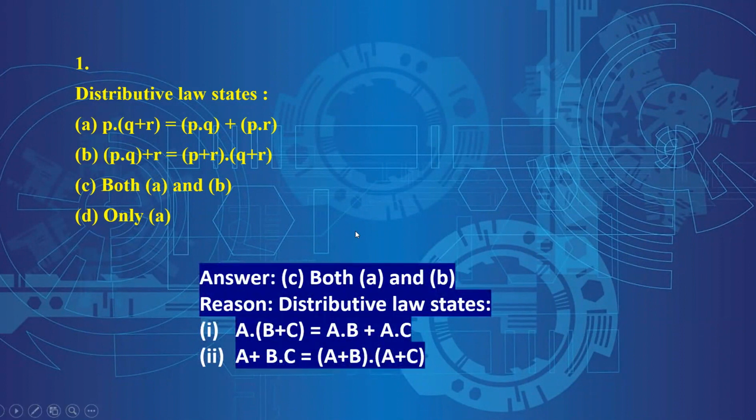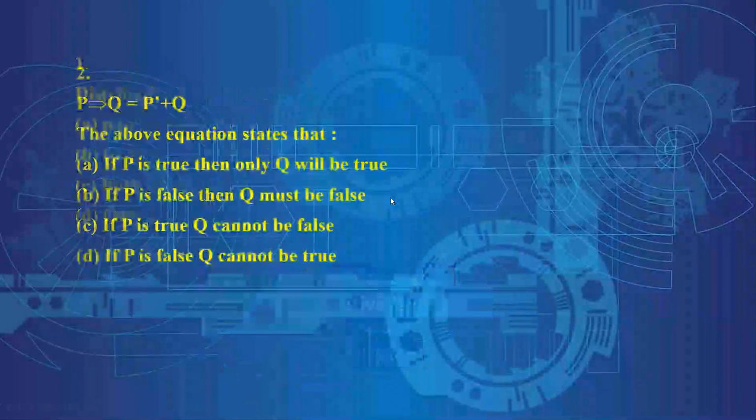Let's see the answer. The answer is both A and B. The reason is distributive law states A dot (B plus C) is equal to A dot B plus A dot C, and A plus B dot C is equal to (A plus B) dot (A plus C).